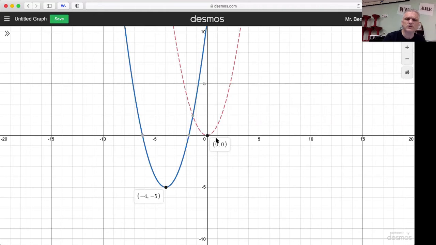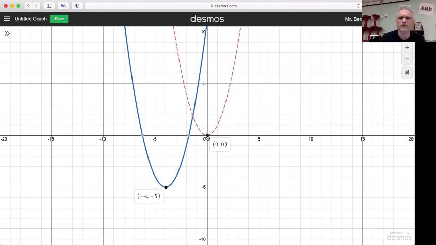So what happened from the parent function to the transformed function? How did we get from the red to the blue? Well, we're going to look at the vertex. The vertex apparently moved 4 units left and 5 units down. Those two things are translations. Those are types of transformations.